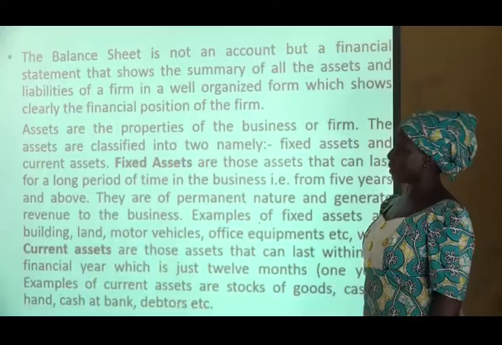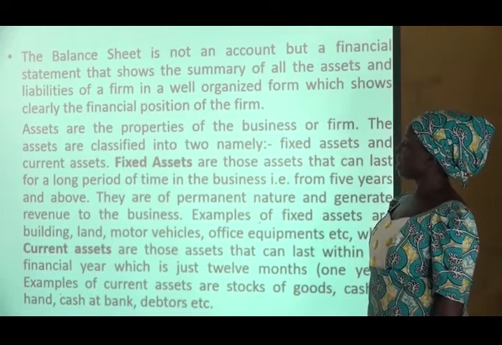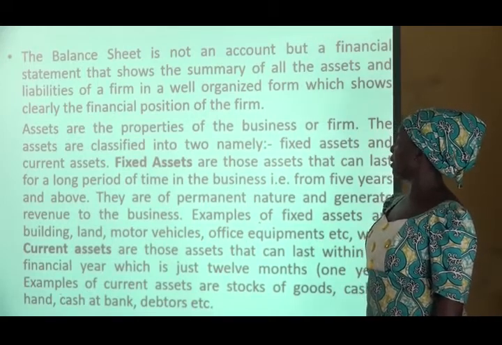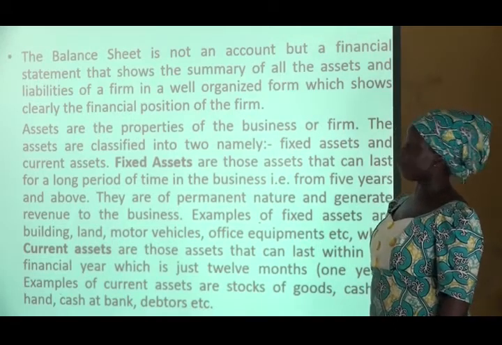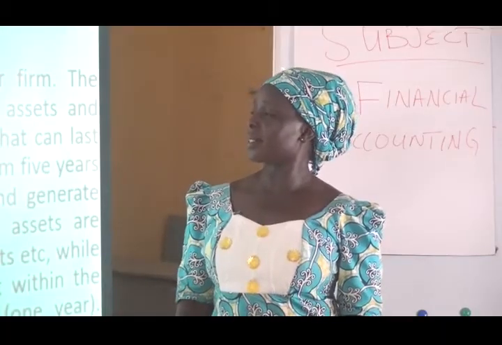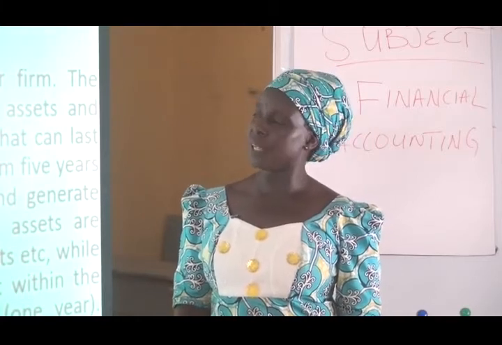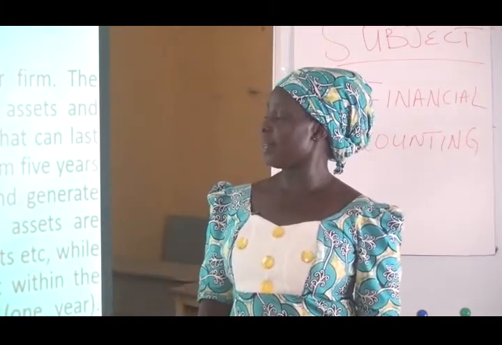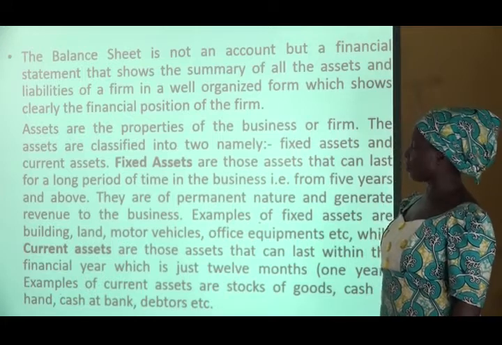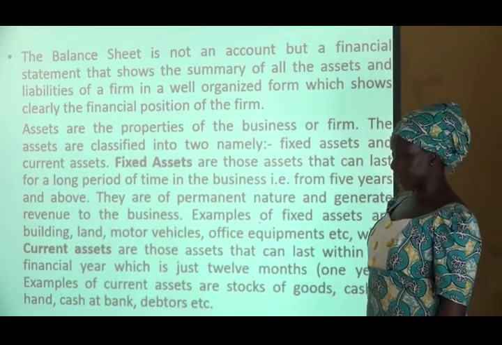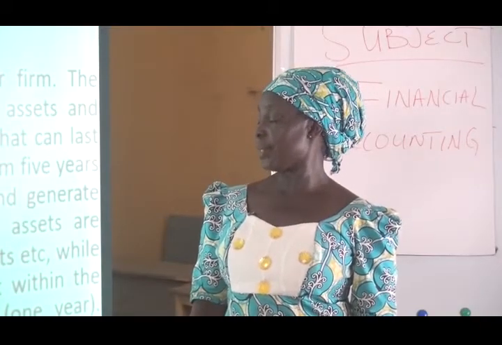Assets. What are assets? Assets are the properties of the business or firm. The assets are classified into two, namely fixed assets and current assets. What are fixed assets? Fixed assets are those assets that can last for a long period of time in the business, that is, from 5 years and above. They are of permanent nature and they generate revenue to the business. Examples of fixed assets are building, land, motor vehicles, office equipment, etc.